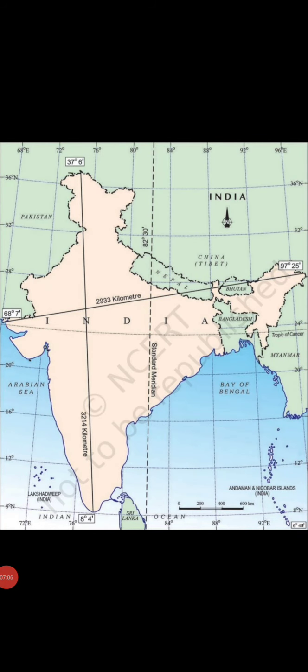82° 30' east is accepted as the standard meridian of India, and the local time of this meridian is accepted as Indian Standard Time, which is 5 hours 30 minutes ahead of Greenwich Mean Time.